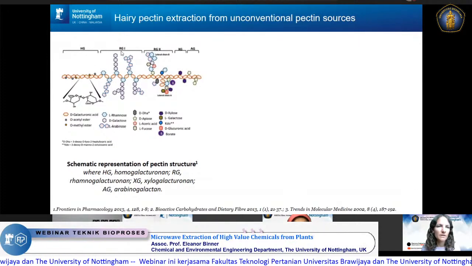Now, hairy pectin is RG1 and RG2. RG1, which is the one we're interested in, is an alternating galacturonic acid and rhamnose backbone, decorated with neutral sugar side chains, galactose and arabinose. About 60 to 70% of all pectin is smooth pectin, around 30% is RG1, which is the hairy pectin we're interested in, and then a small percentage is RG2, which I won't talk about. And I think these are hemicelluloses, although I'm not a biochemist.